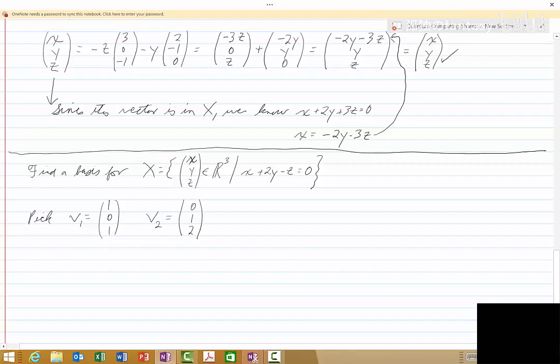Now clearly V1 satisfies this condition. V2 satisfies this condition. So V1 and V2 are clearly in X, and neither is a multiple of the other. And by the way, I'll give you the hint, which you might have already figured out since it's so similar to the previous example, that the dimension of this X is also 2. So I claim that this is a basis.